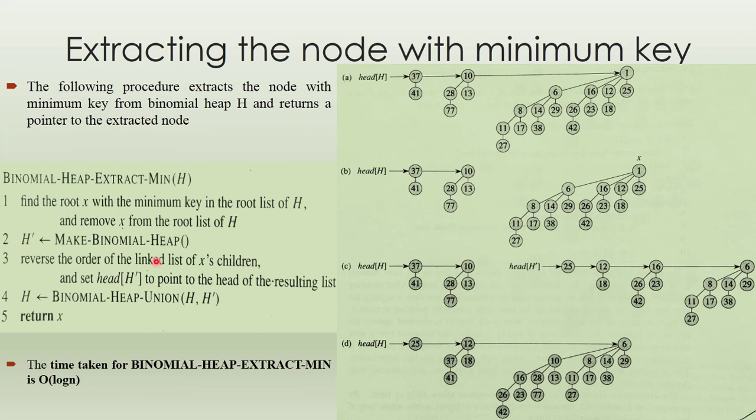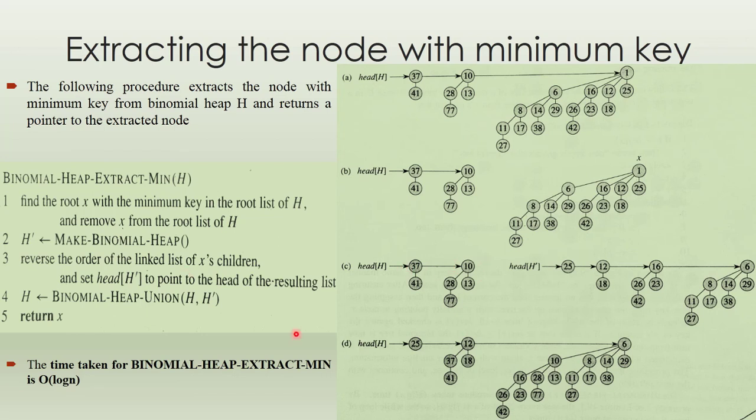Reverse the order of the list of x's children. x is 1. x has some children. You just reverse the order of x's children. Just reverse the order of the linked list of x's children. So I will get a structure like this. This is actually a binomial heap. And set head of H' to point to the head of the resulting list. We already created an empty binomial heap H', and the head of the resulting list is stored to head of H'. Now I have two binomial heaps, head of H and head of H'.